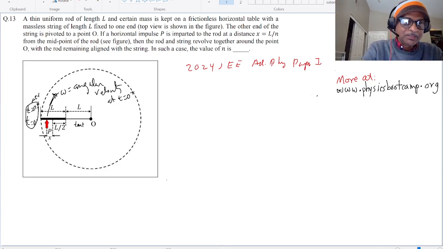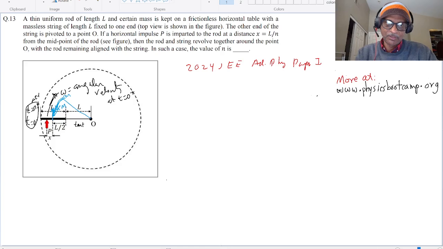Because you have an impulse, you can also look at the center of mass, which is in the center of the rod. So there will be a center of mass velocity. The center of mass is going in a circle with the same omega as the whole rod, but at this radius. So these are two motions that you can write equations about.